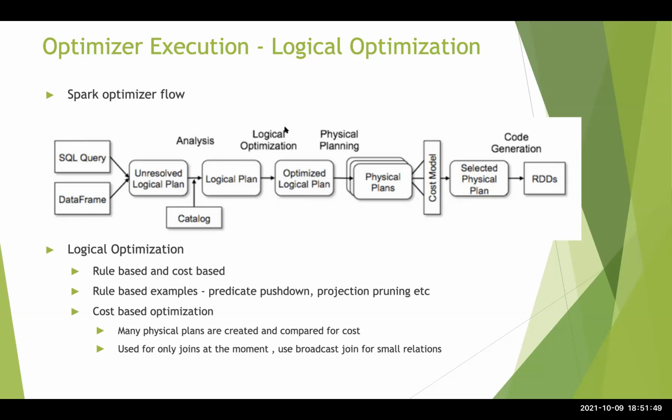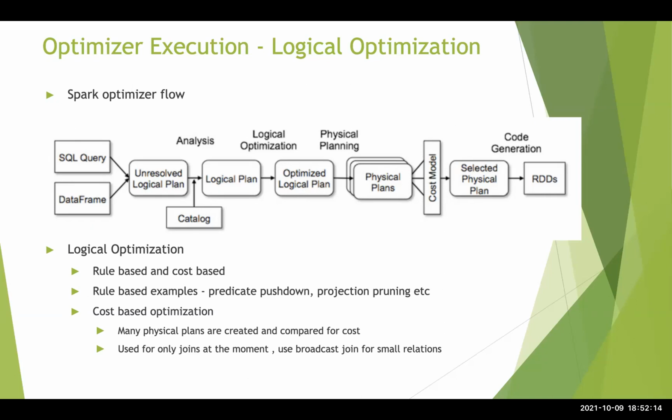The second one, the logical optimization. This optimization is rule based and cost based. Now, what is rule based? Rule based, you have certain fixed rules. One is predicate pushdown, another is projection pruning. I don't know whether all of you know predicate pushdown or not. I have a graphical example of that, but the idea of predicate pushdown is simple.